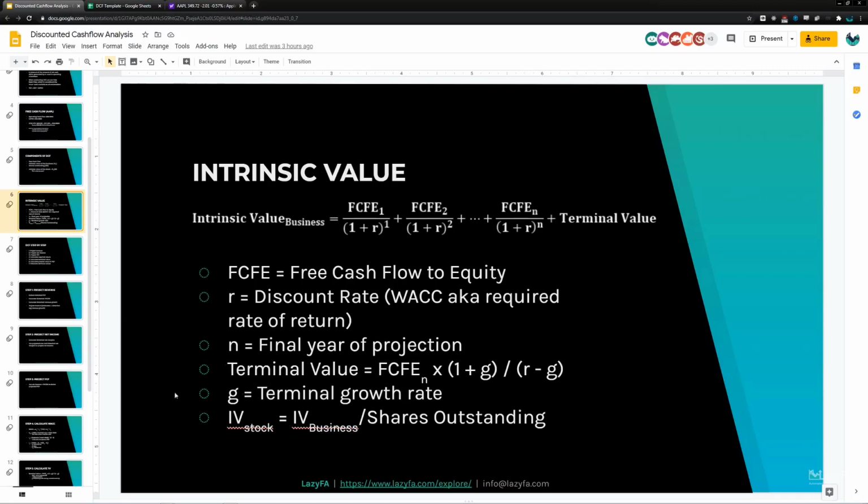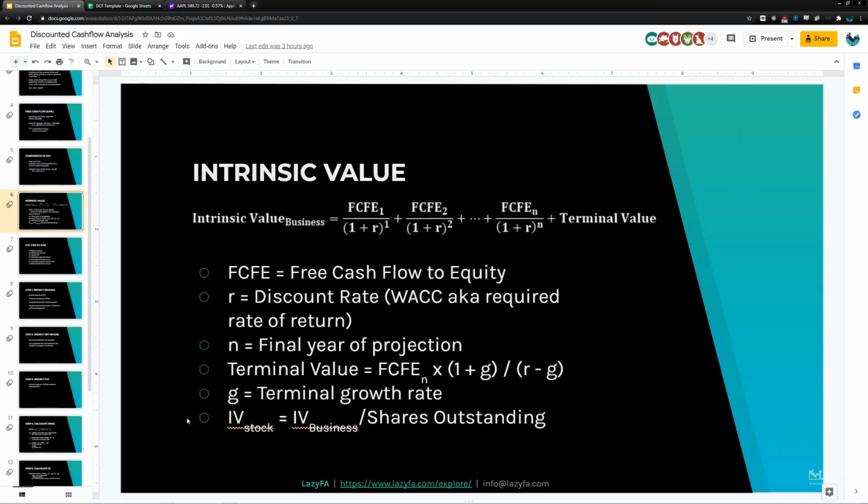So G is the terminal growth rate. That's the growth rate that we expect the business to grow on past period N. So if you think, for example, that Apple is going to grow for the next 5 years at 6.5% each year, then the terminal growth rate might be from year 2024 onwards. We really don't know. So we're going to project that it'll grow at, say, 2.5% for the rest of the life of the company. So that's what the terminal growth rate is.